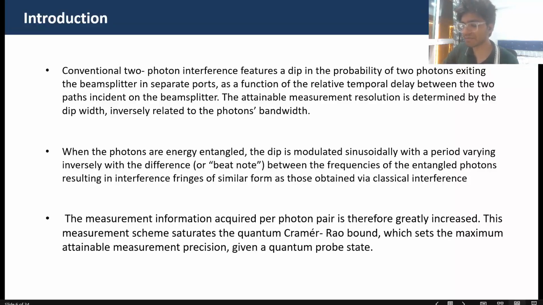The authors solved this by using energy-entangled photons. In this state, the traditional interference dip is modulated sinusoidally. The period of this modulation varies inversely with the difference, or the beat note, between the frequencies of the entangled photons. This gives us interference fringes of a similar pattern as in classical interference, but with photon protection. Ultimately, this scheme increases the information acquired per photon pair and saturates the quantum Cramér-Rao bound, meaning it hits the mathematical limit for maximum measurement precision.